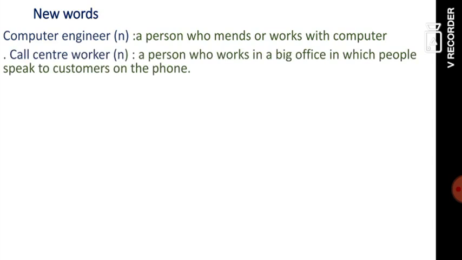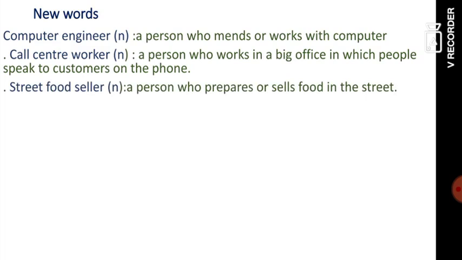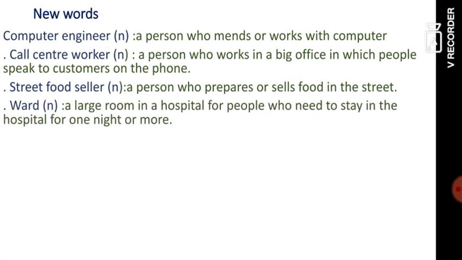The second one, call center worker. It's a person who works in a big office in which people speak to customers on the phone. Street food seller: a person who prepares or sells food in the street. If a person prepares and sells food in the street, we call them a street food seller.